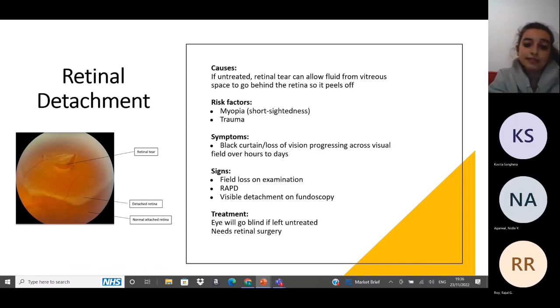In terms of signs, they're going to have a field loss when you examine them, RAPD as well, and you can look in the back of the eye and see the detachment. And you need to get this seen urgently, because if it's not treated, then that eye can go blind and they're going to need surgery. So it's one of the serious ones to be careful of.